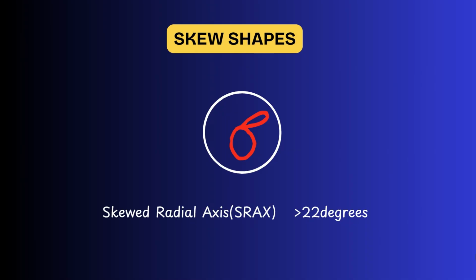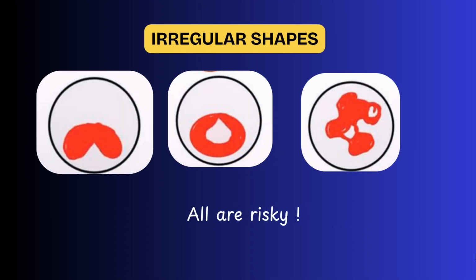Again, these were discussed in detail in our course on topography. Irregular shapes on the axial maps are always worrisome. You might find irregular shapes in other forms of ectasias, like the butterfly shape or the crab claw shape in case of pellucid marginal degeneration. Irregular astigmatism or a non-orthogonal bow tie pattern suggests a very high risk of keratoconus, and specifically established keratoconus.